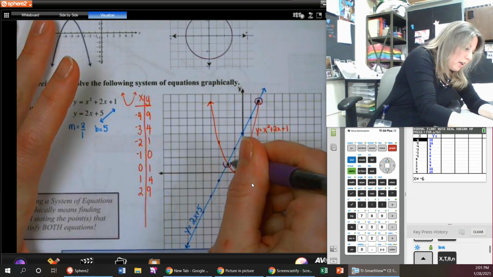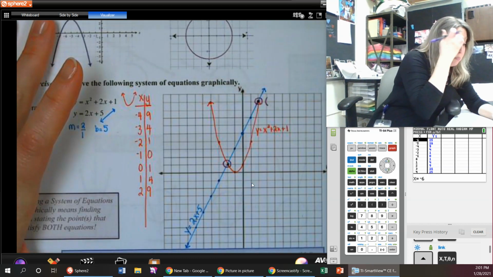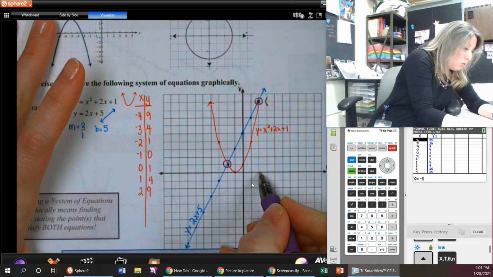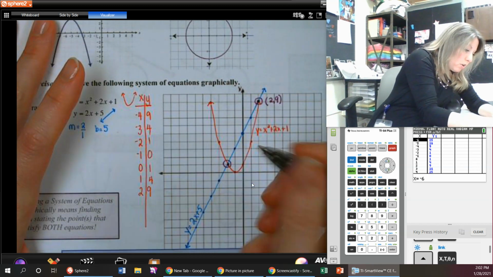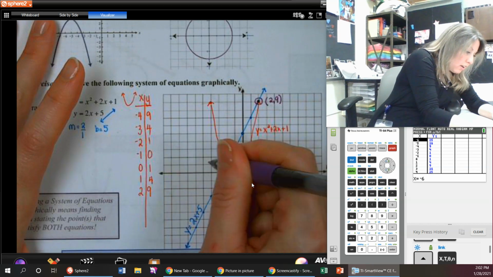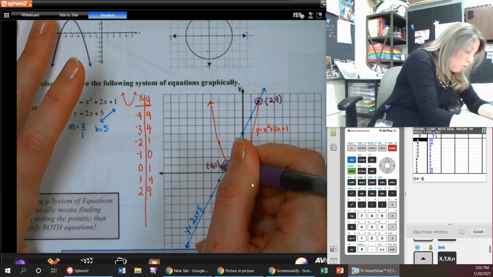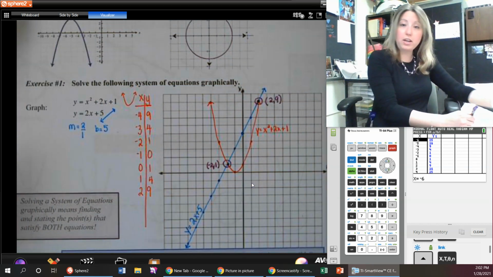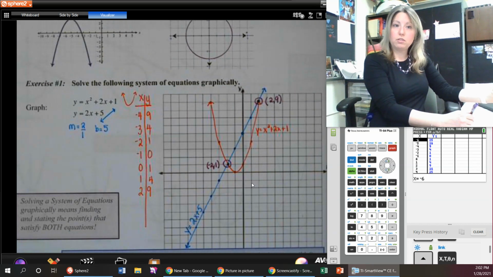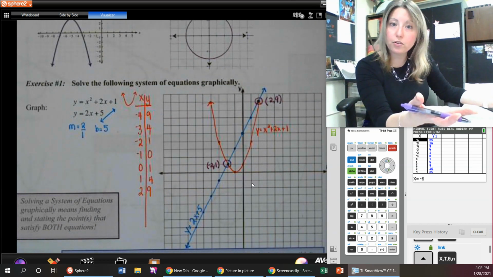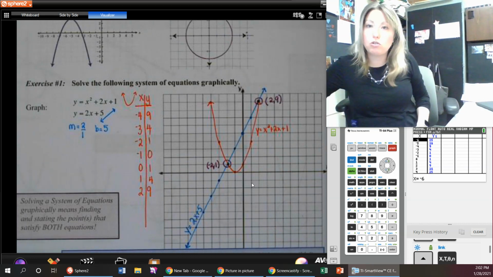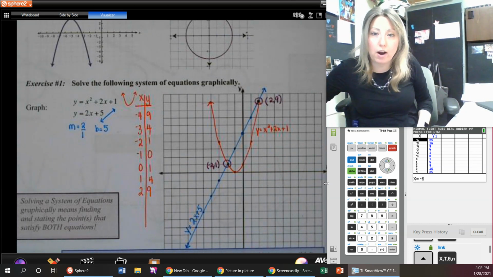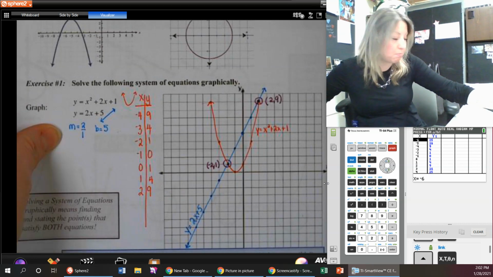Circle and label intersection points. This is 2, 9, and this one is negative 2, positive 1. Those are my answers. It said to solve graphically. Put them both on the graph. That's where they intersected. That is the answer to these two equations being graphed at the same time.